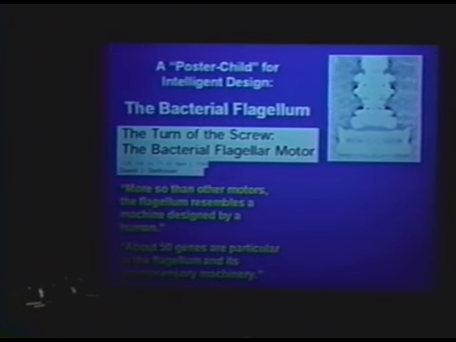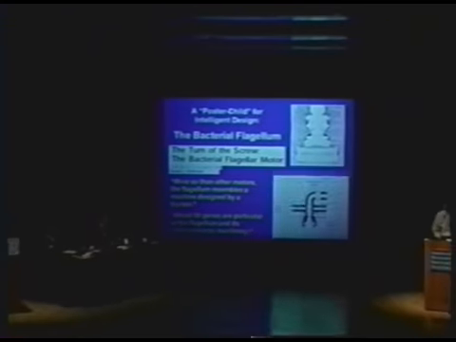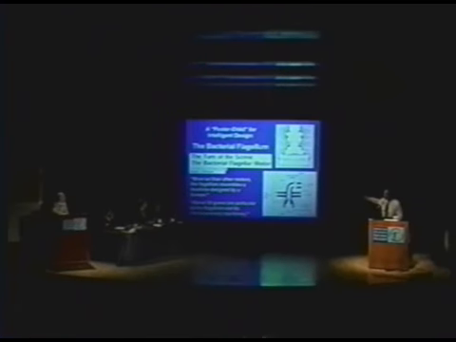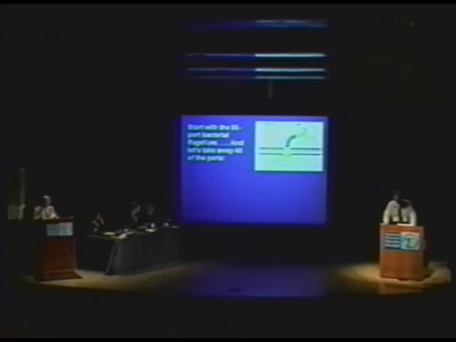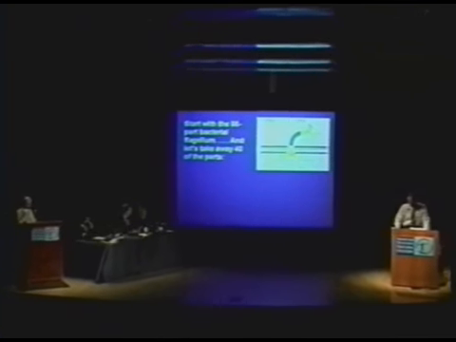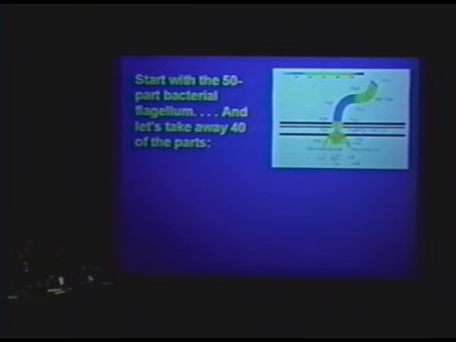My friend David DeRosier has written, it almost resembles a machine designed by a human, and about 50 genes are particular to the flagellum and its chemosensory machinery. And it is an extraordinary structure. I agree with you completely on that, and I think so do all biologists who have looked at it. However, here's the point. Let's suppose we test your idea of irreducible complexity. We start with a 50-part bacterial flagellum. We take away 40 of the parts.